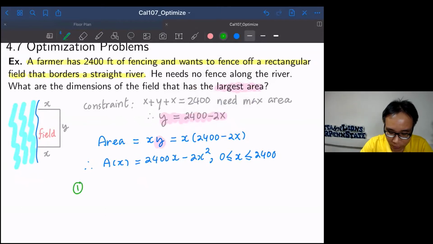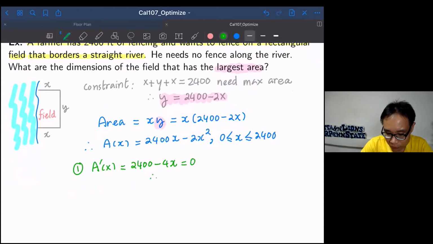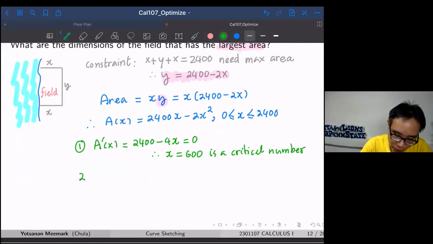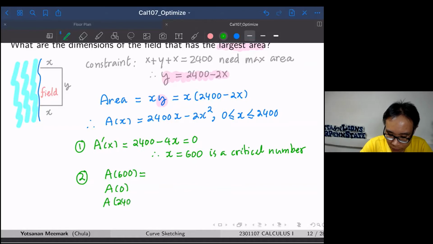So you're going to begin with A prime of x. You differentiate one time, and you get 2,400 minus 4x equal to 0. So you get x equal to 600 as a critical number. Then you compute the value at A of 600, A of 0, and A of 2,400 to see what's going on.